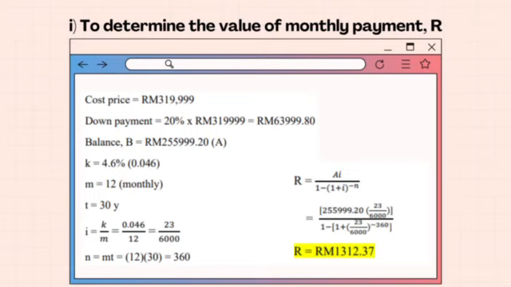And we will use the formula i equals k over m, and we will get the answer 23 over 6,000. Then use the formula N equals MT, and we will get 360 for N. Using the formula R, which is the regular payment, equals A i over 1 minus open bracket 1 plus i close bracket to the power of negative N, we will get the answer R equals RM1,312.37.